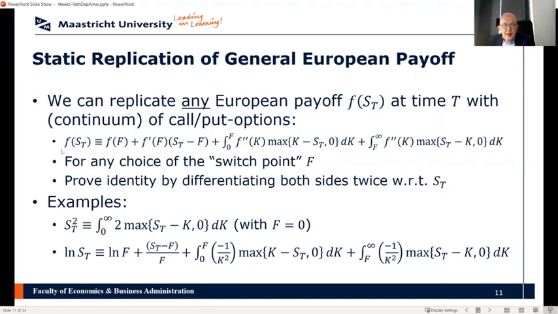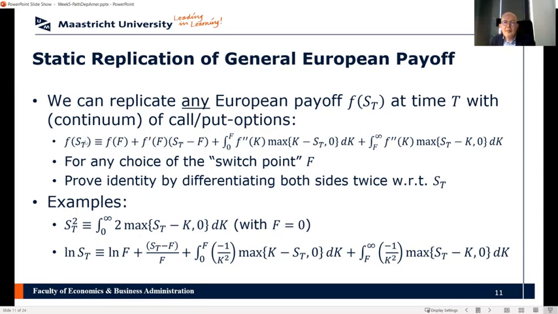So if I match this function f with this portfolio of put options and call options, then if I take risk neutral expectations on the left side and on the right hand side, I basically get this identity for any payoff. And this formula has one additional degree of freedom. I can choose the switch point F conveniently as I want. And you can prove this identity by differentiating both sides of this identity twice with respect to the stock price S_T.